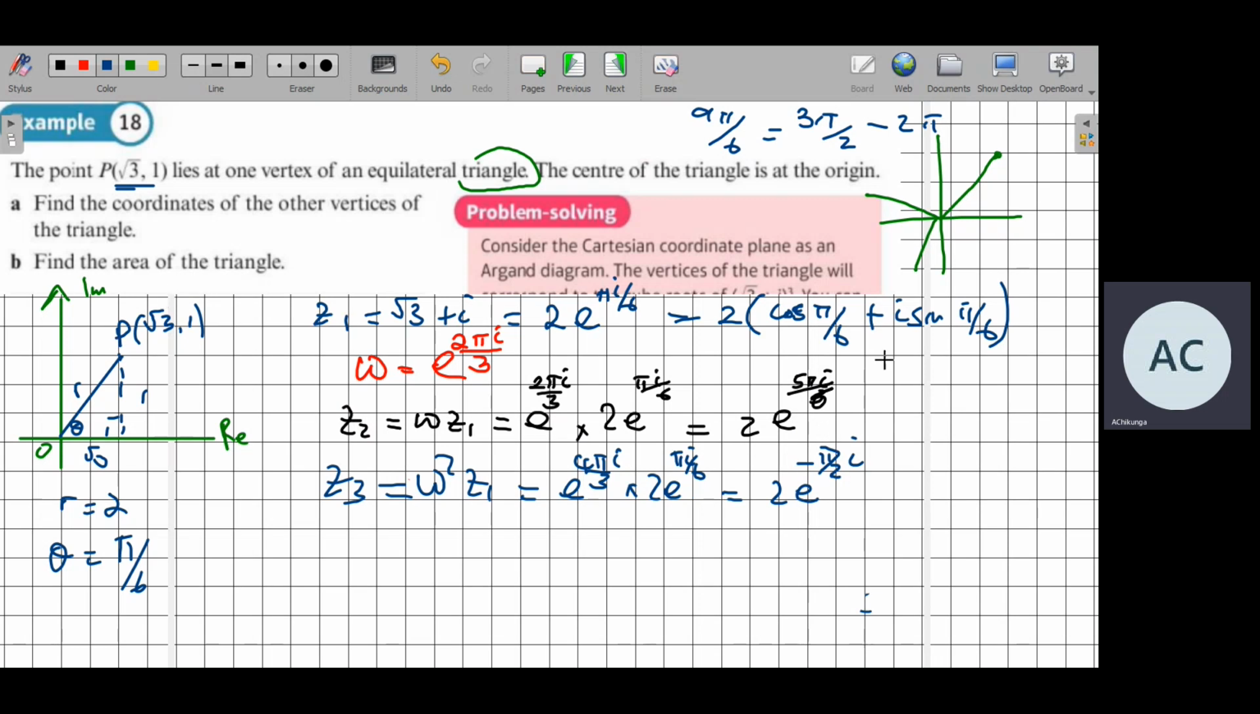Can you sketch this? Yes, you should be able to sketch the other points, and then you draw a triangle and be able to calculate the area of the triangle, half base times height. Can you do that? Calculate the area.